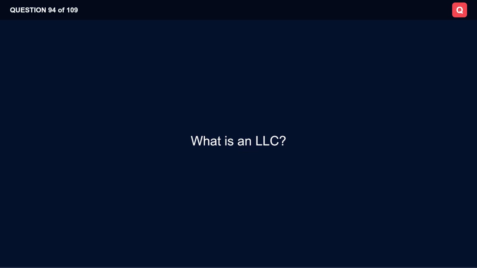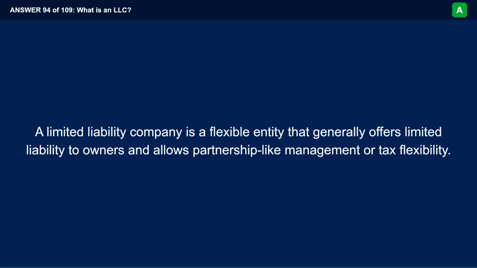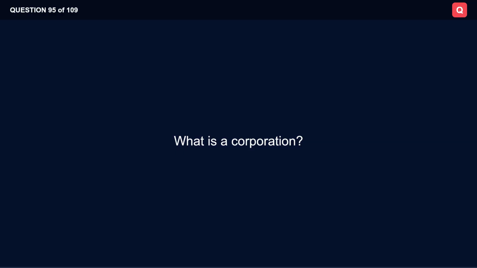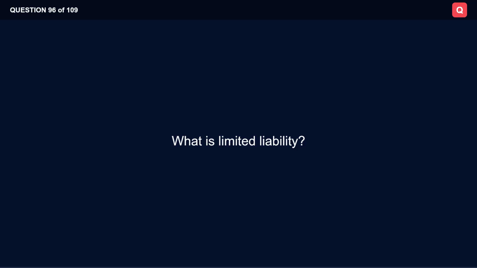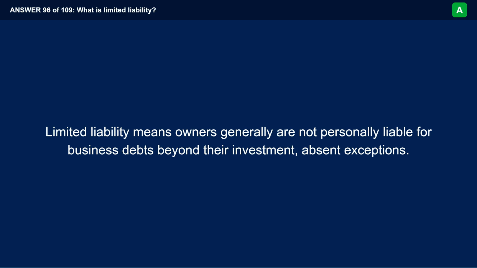What is an LLC? A limited liability company is a flexible entity that generally offers limited liability to owners and allows partnership-like management or tax flexibility. What is a corporation? A corporation is a separate legal entity owned by shareholders and managed by directors and officers. What is limited liability? Limited liability means owners, generally, are not personally liable for business debts beyond their investment, absent exceptions.